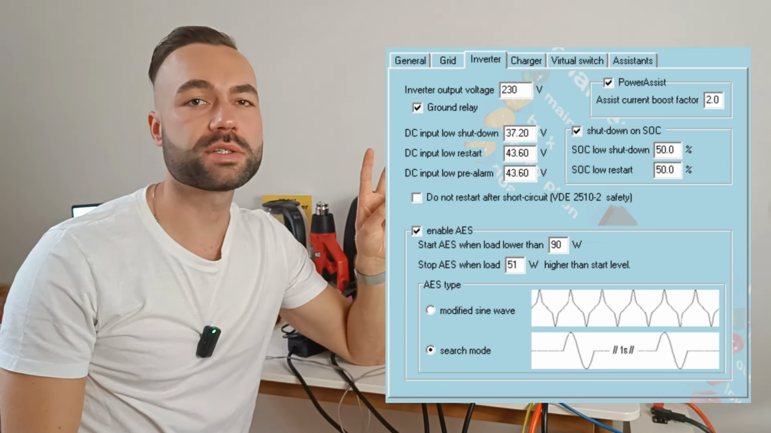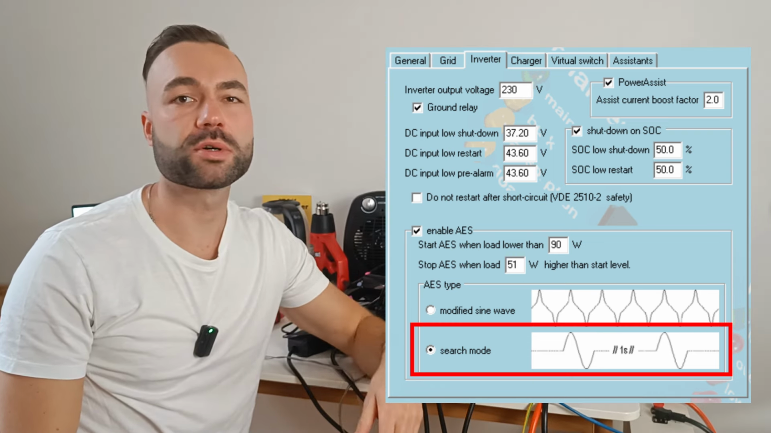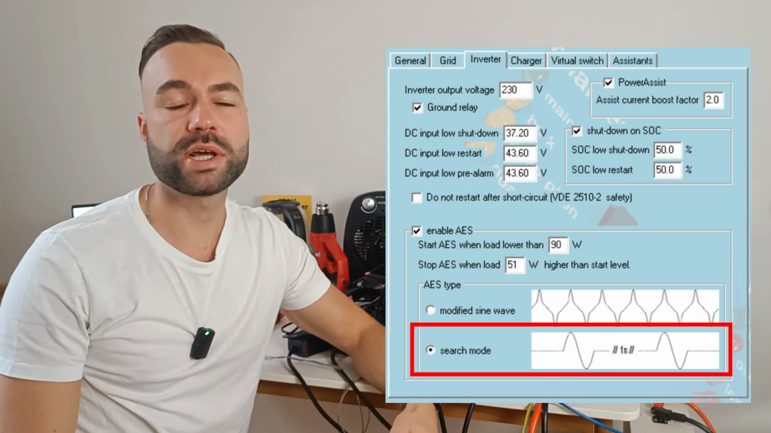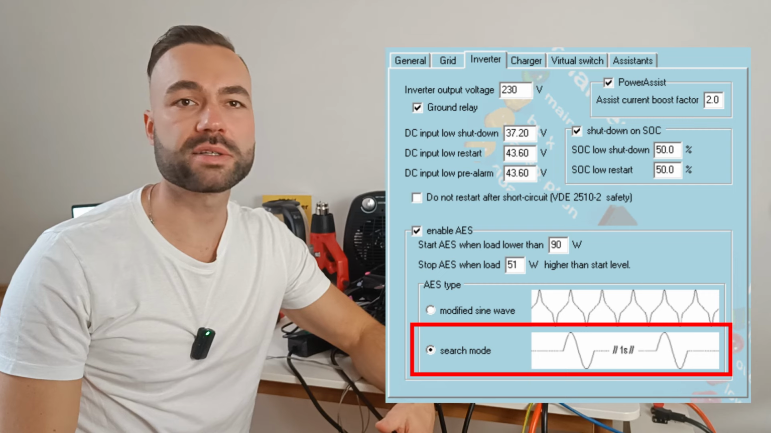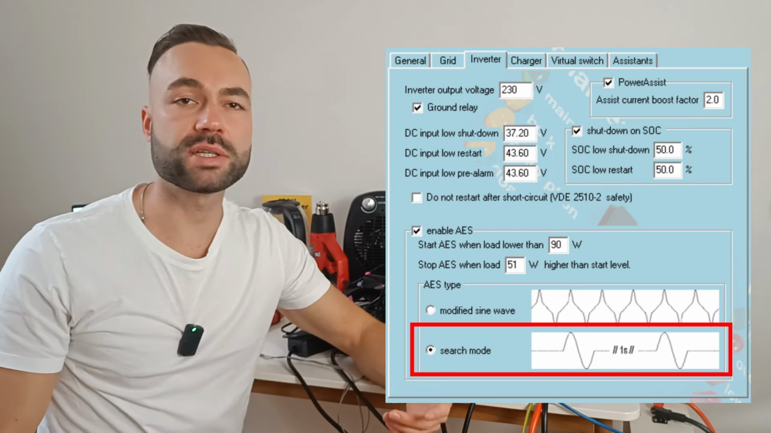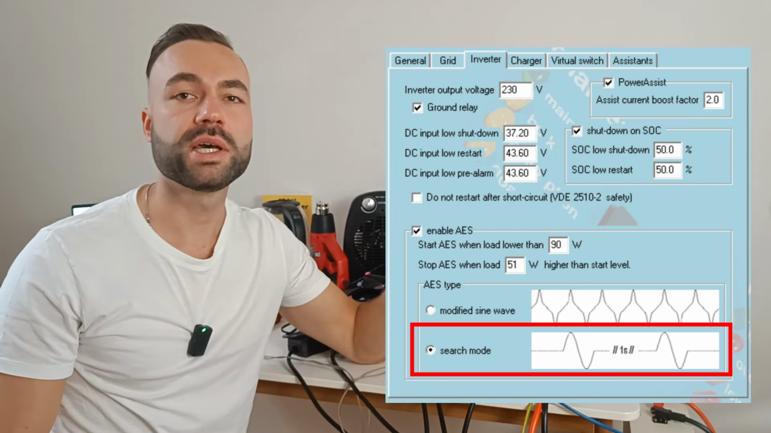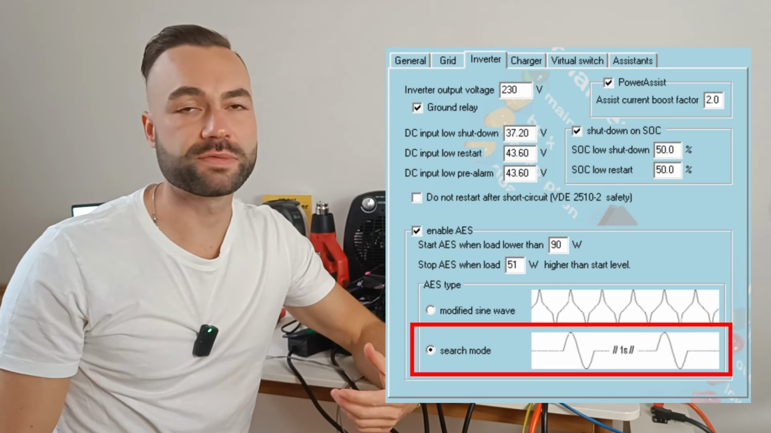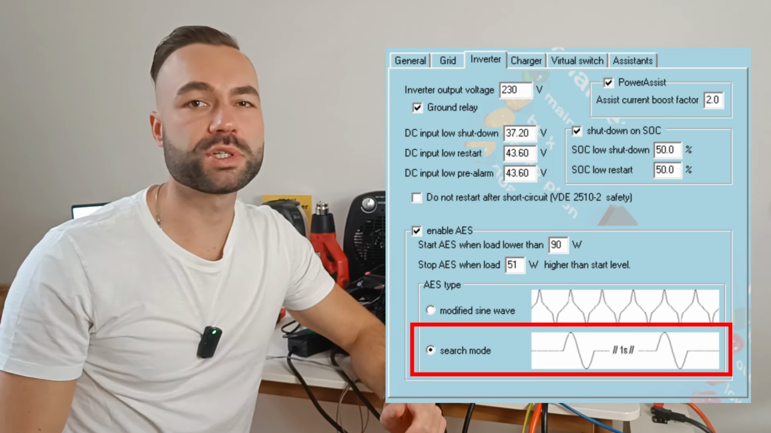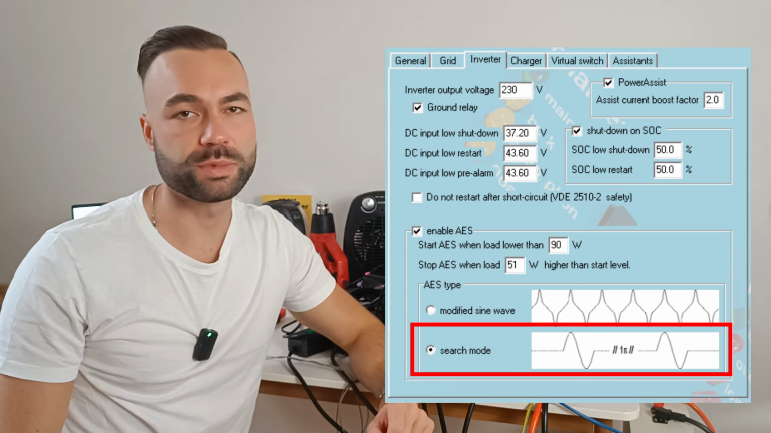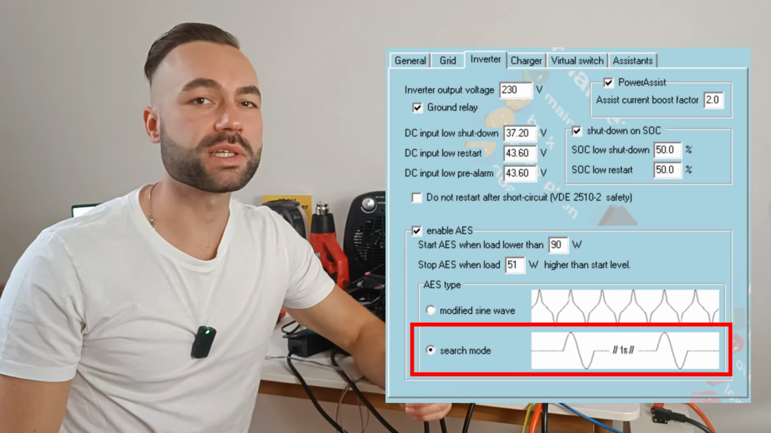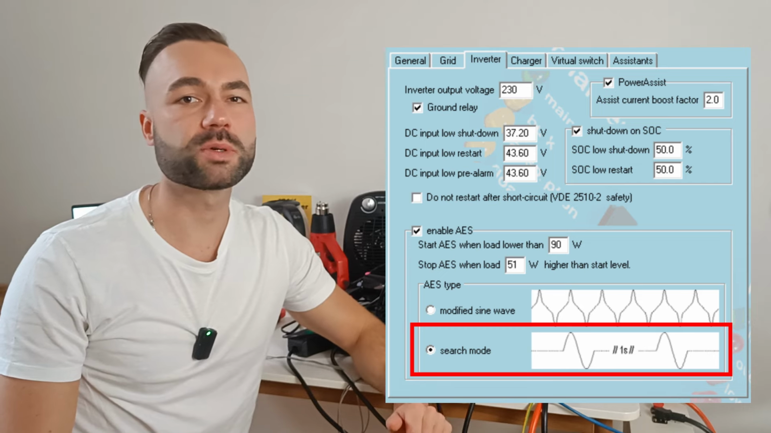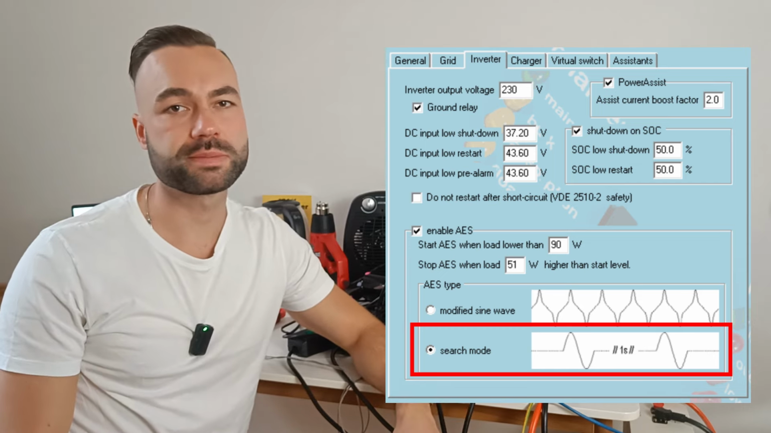The second option is surge mode, where it will consume only 2 watts. The output switches on every 2 seconds to detect a load. If the load is larger than 100 watts, the inverter will turn on. If the power is under 40 watts, the inverter will shut down, back into surge mode. So this mode is not ideal if you have small loads like a clock that requires a few watts to work.